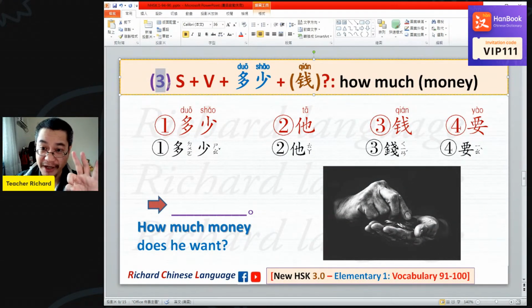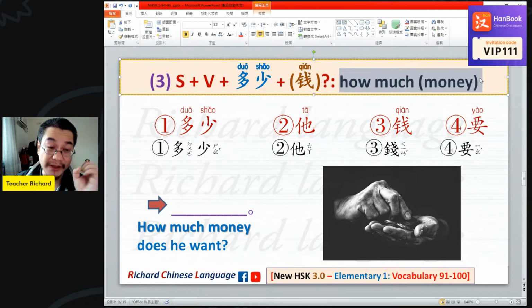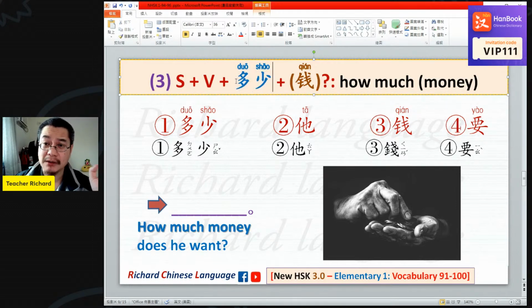And grammar point 3. In English, when we ask a price, we say how much money. What should we use in Chinese? Still, we say 多少 or 多少钱, just like in English. You can ask how much. You can also ask how much money. So in Chinese, they're the same. You can ask 多少. You can also ask 多少钱.